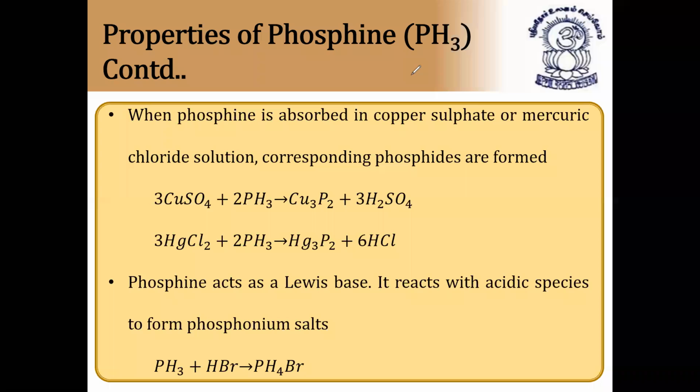Next. So what is Lewis base? To understand, Lewis base is nothing but the substance which can donate its lone pair of electrons. Lone pair of electrons is called Lewis base, and phosphine has one lone pair of electrons, hence it is acting as a Lewis base. And when it's treated with acid, it forms phosphonium salt.